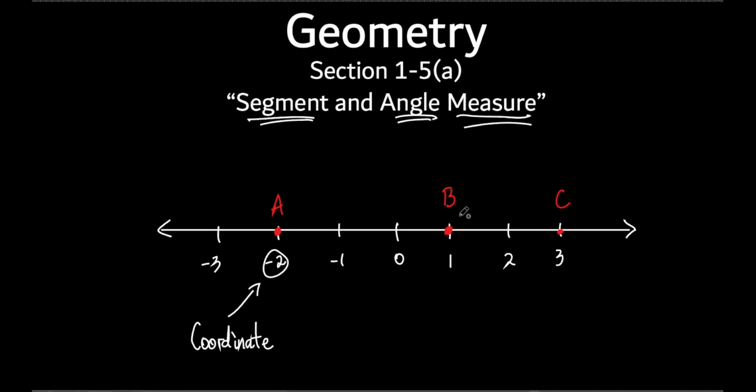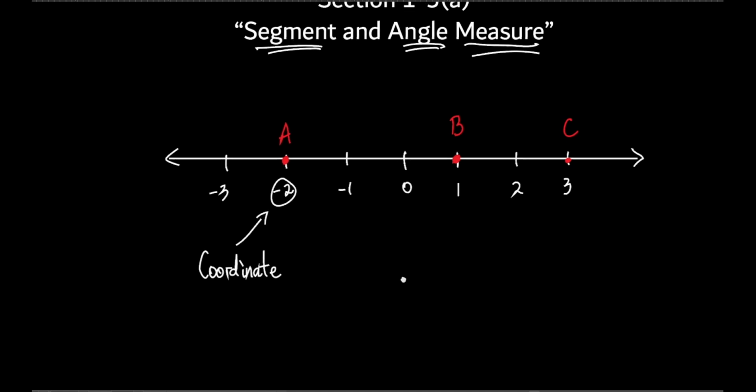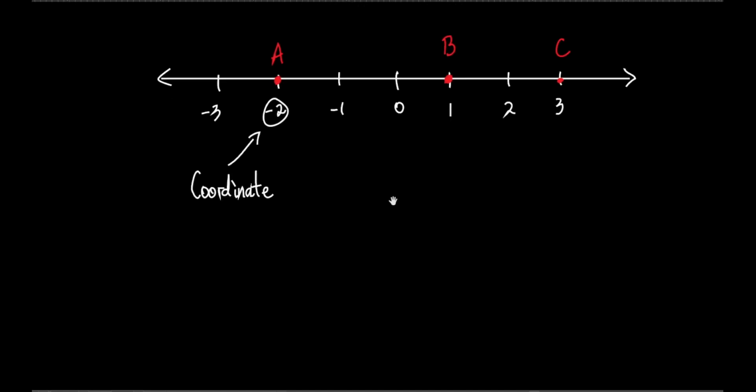But here's what we're going to do. We're going to measure from point to point. And you can only measure line segments, okay? That's why it's called segment. You can't measure a line. Why can you not measure a line? It keeps on going forever, and there's no way you can keep measuring forever and ever. So you can't measure a line.